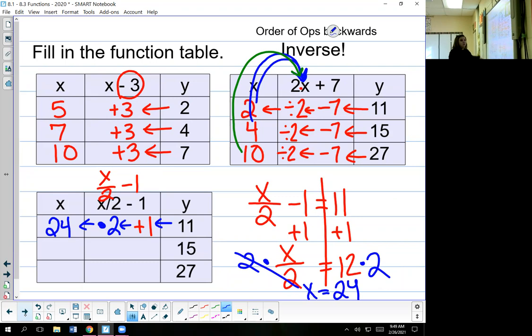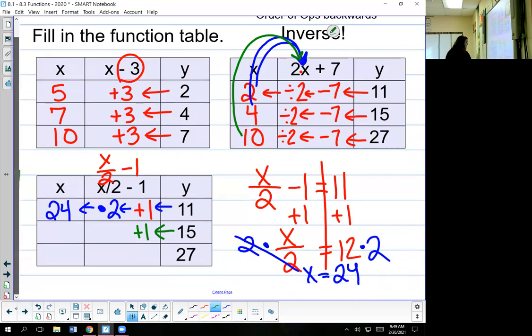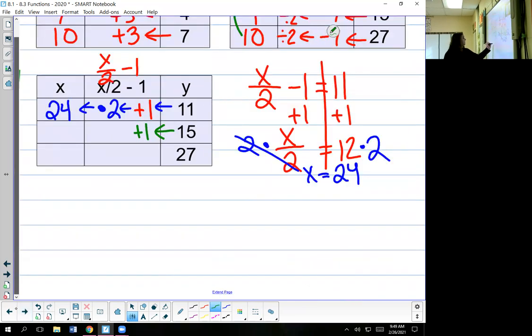So then you could either follow this method and do it every single time for each of these, or we can just follow the pattern here. So if I take 15, just like we did here, the inverse of subtract 1 is add 1. So if I take 15, add 1, I get 16. And then we are going to multiply by 2, because that's the inverse of divide by 2. Double it up, I get 32.